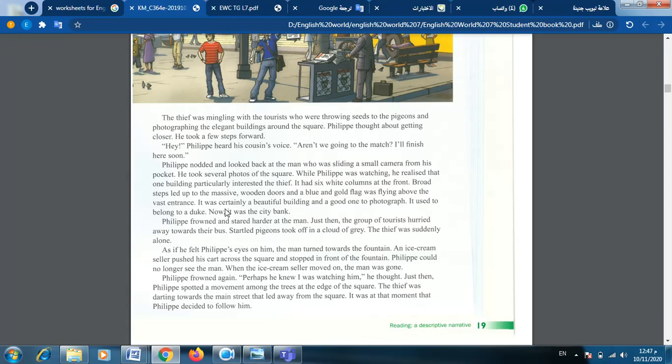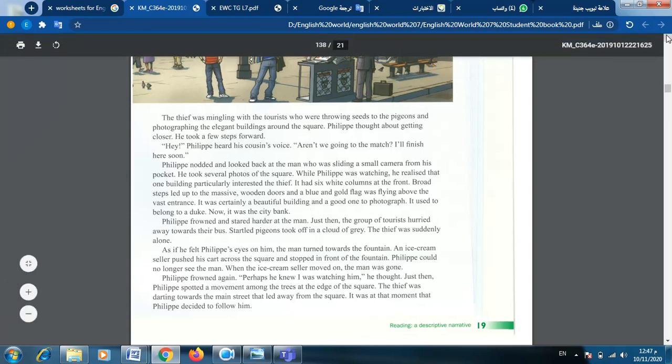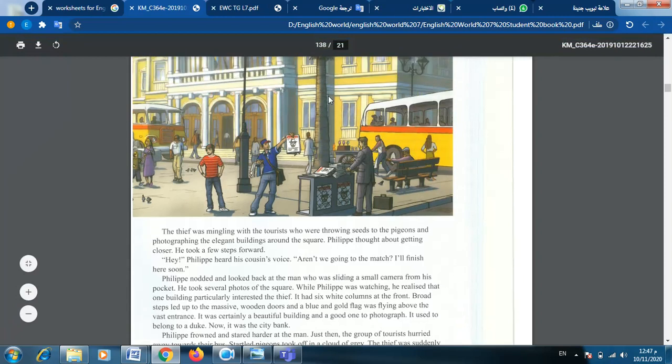It was certainly a beautiful building and a good one to photograph. This building is very beautiful, and all people want to take photos of this building. It used to belong to a duke. Now it was the city bank. This is the bank of the city.